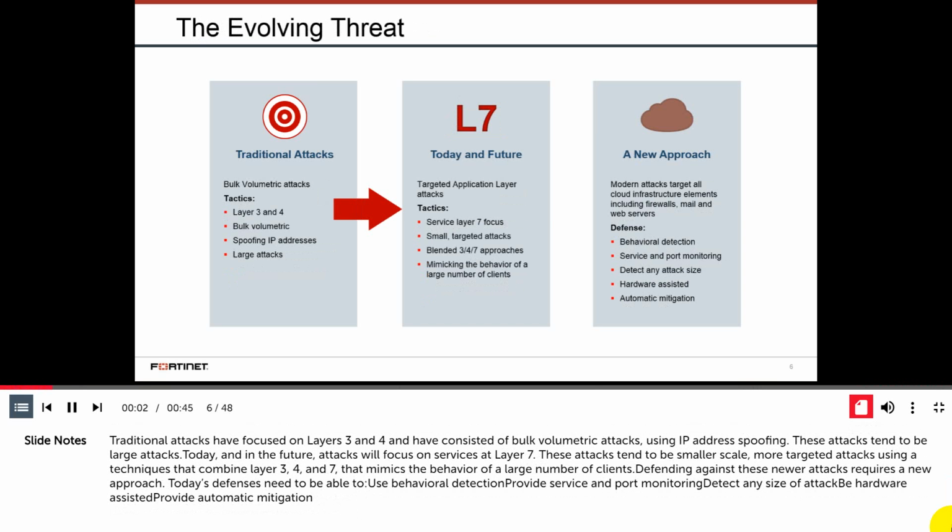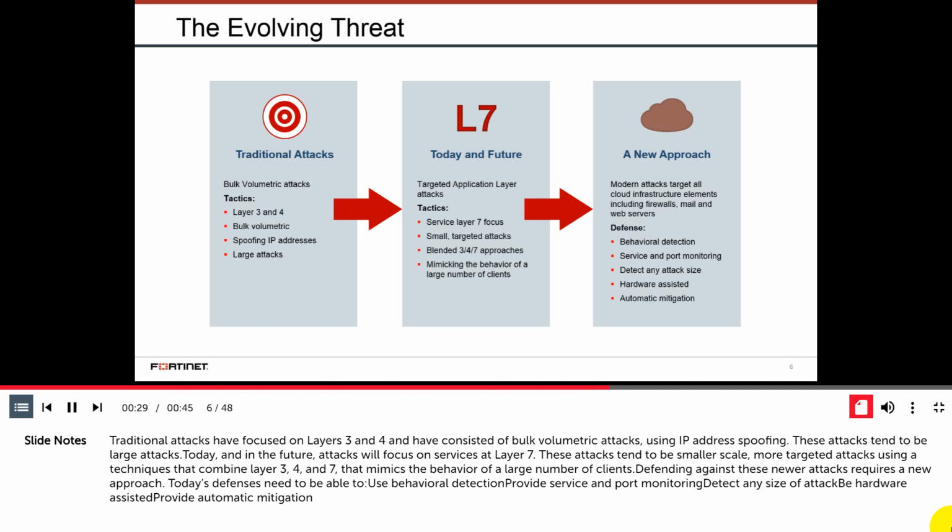Traditional attacks have focused on layers 3 and 4 and have consisted of bulk volumetric attacks using IP address spoofing. These attacks tend to be large attacks. Today and in the future, attacks will focus on services at layer 7. These attacks tend to be smaller scale, more targeted attacks using a technique that combines layer 3, 4, and 7 that mimics the behavior of a large number of clients.